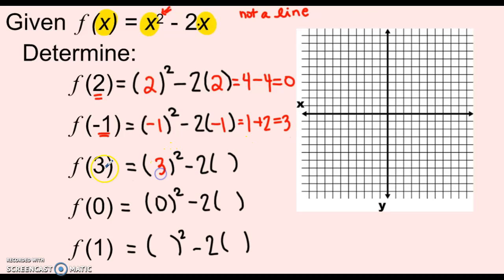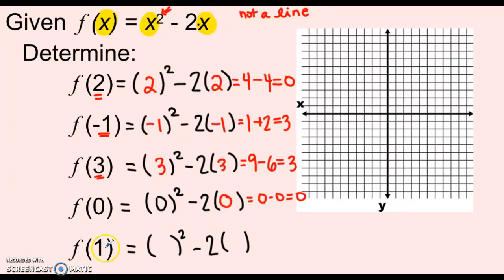Plugging in 3 next. f of 3 is equal to 3 squared minus 2 times 3. 3 squared is 9. Minus 2 times 3 is 6. So that's 3. And f of 0 is 0 squared minus 2 times 0. And 0 minus 0 is still 0.